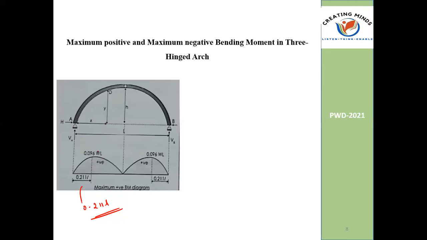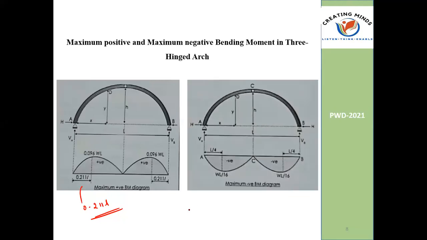Similarly, if you want negative, see, this is negative. At L by 4, you are getting maximum negative moment. And the negative moment value is WL by 16. These two things, try to remember. These two values, try to remember.